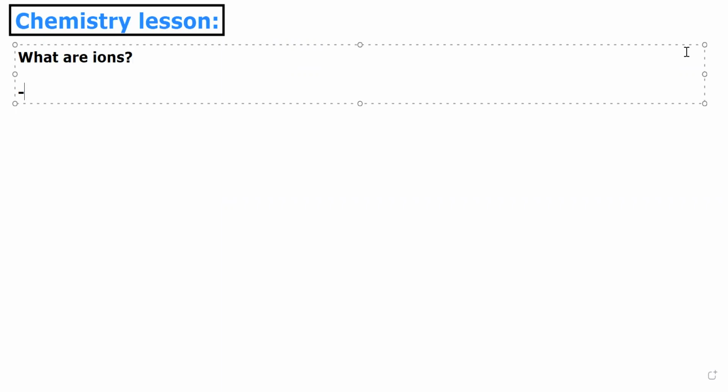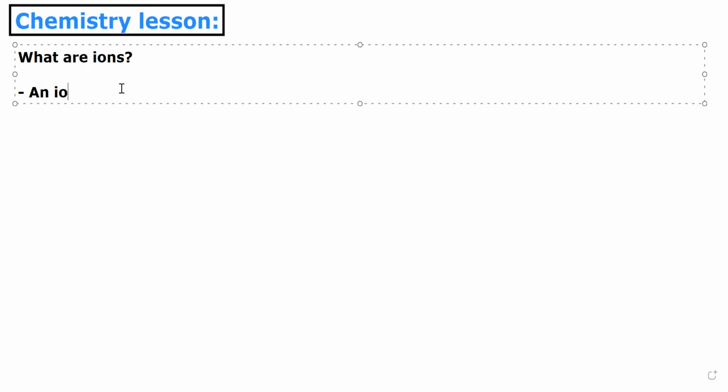Okay, so today we are going to talk about what are ions. First, write the definition of it, that what are ions, and then we will see the worked examples of it. So an ion, what is an ion? An ion is an atom or group of atoms.